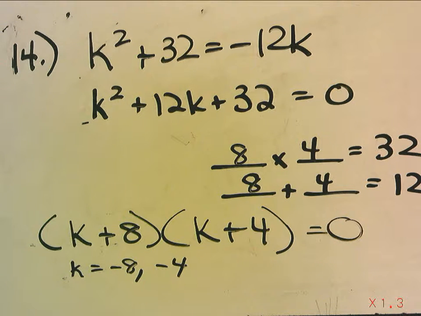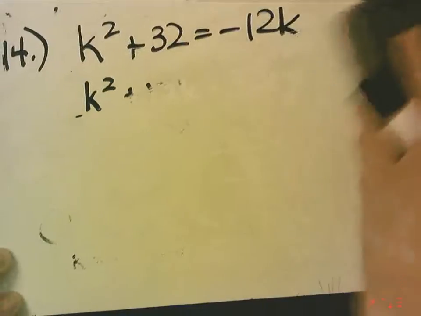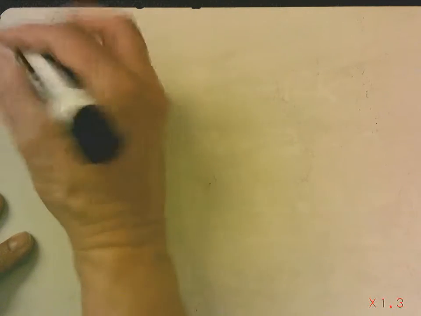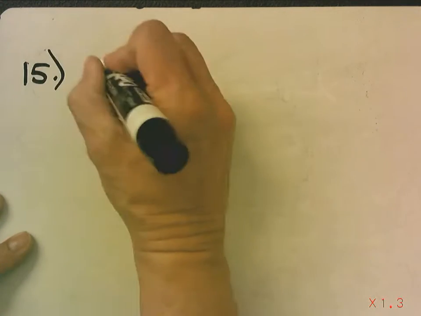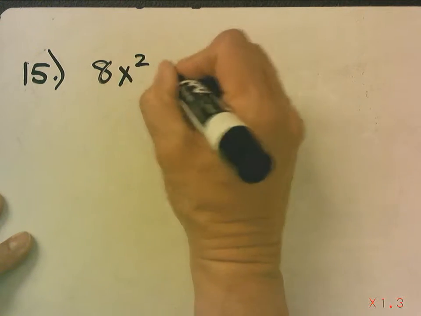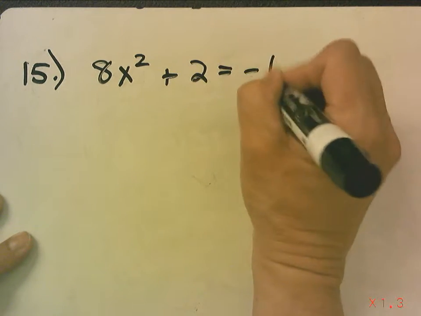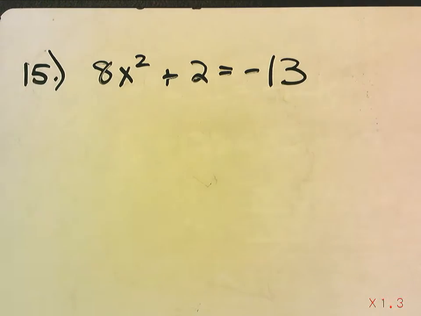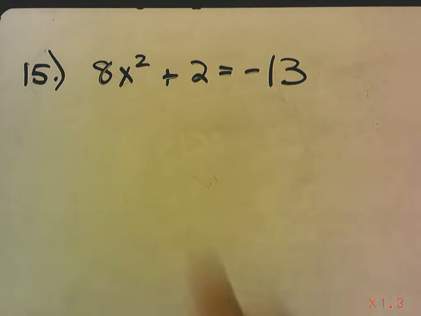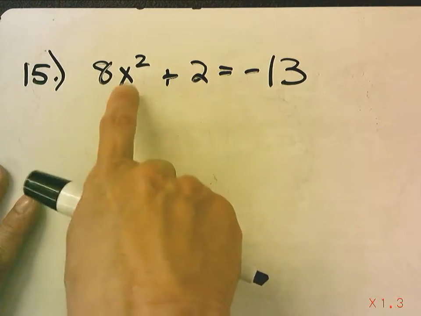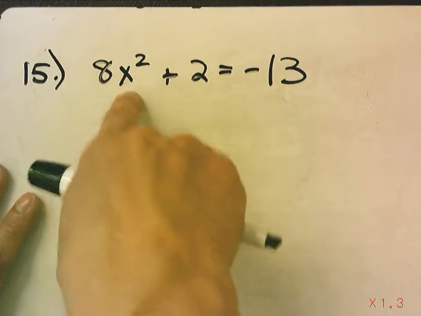Okay, let's look at another one. Let's look at number 15. Now, these directions say solve by finding the square root. So, number 15, again, I would write the equation, but now, because I'm not going to solve by factoring, I'm not going to apply the zero product property rule. If I'm going to solve by taking square roots, I want to isolate my x squared term.